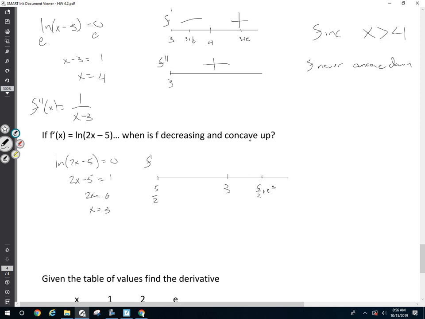Watch. You'd have the log of 2 times 5 halves plus e cubed, minus 5, which is the log of 5 plus 2e cubed minus 5, which is the log of 2e cubed. There's a property that says it's the log of 2 plus the log of e cubed, and that's telling us that's going to be a positive. And that's going to be the negative.